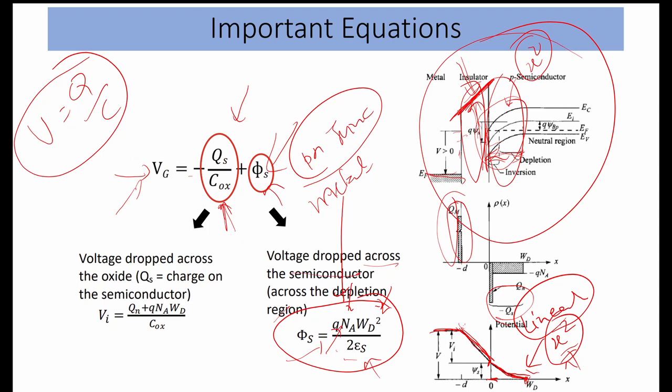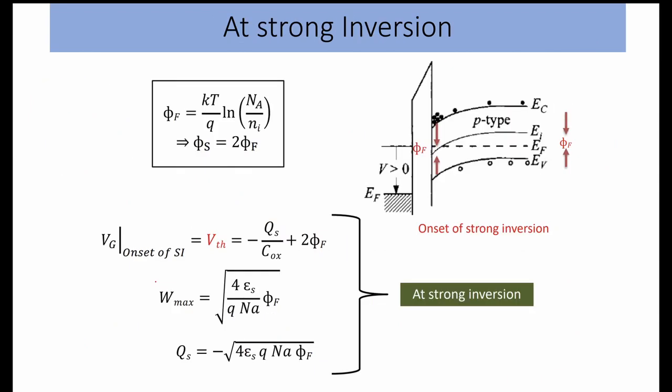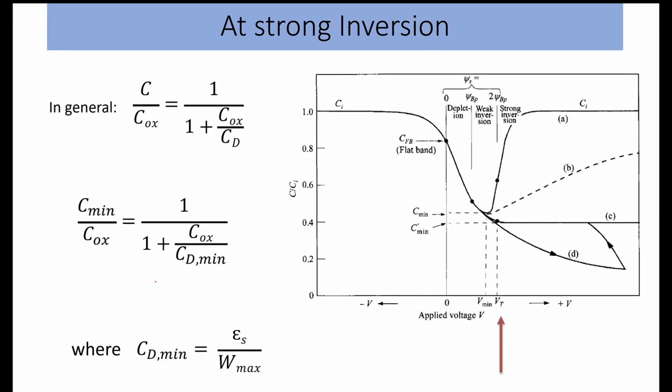Another thing is how much voltage is dropped across the oxide: Vi is equal to Qn plus q Na Wd by Cox. This can be calculated from the Wd max and these things. From this graph, we see the maxima point and the minima point, and from this we can calculate the Vt.